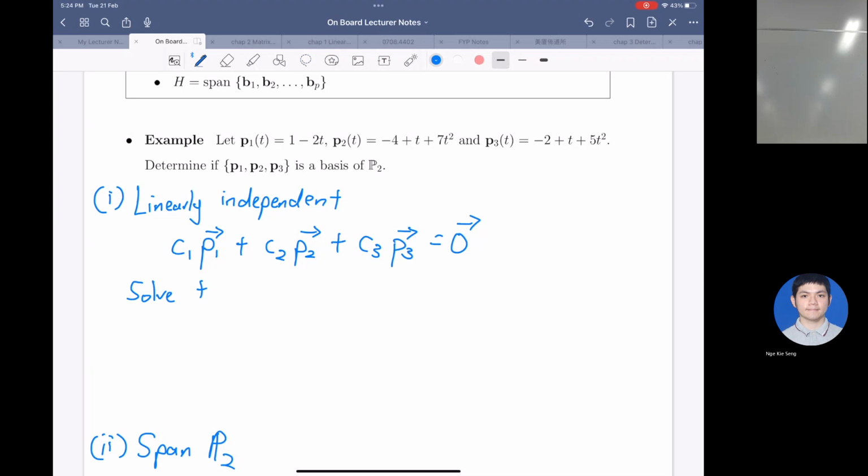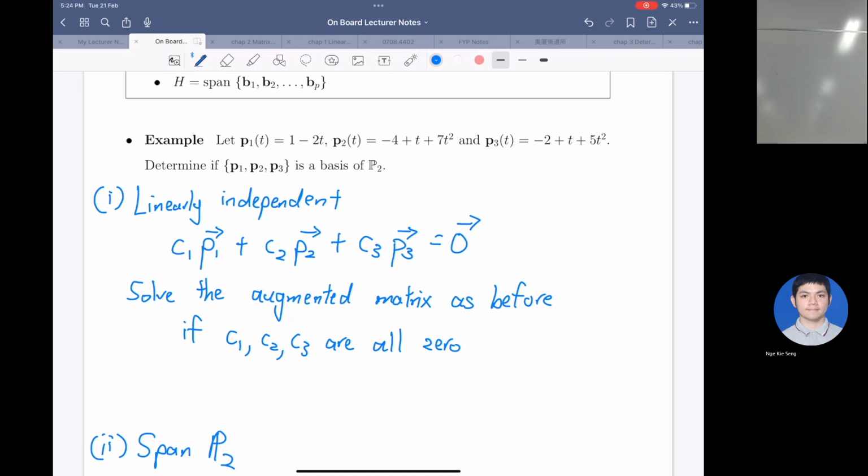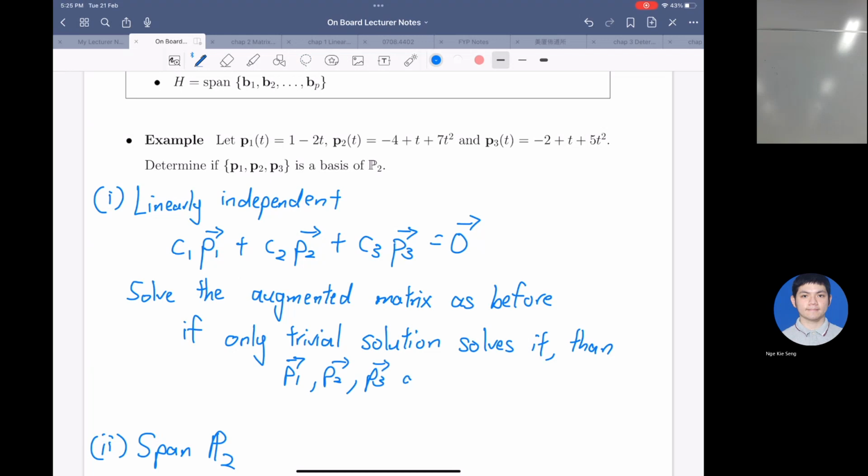Solve the augmented matrix as before. If C1 up to C3, just 3, so C1 to C3 are all 0, if there is only the trivial solution, then P1, P2, P3 are linearly independent by definition. If not, they are linearly dependent. Same thing as previous.